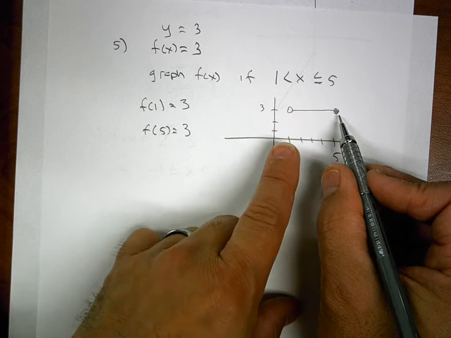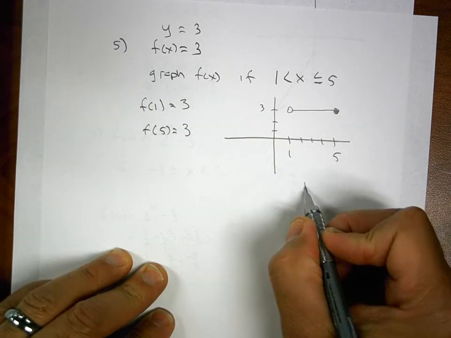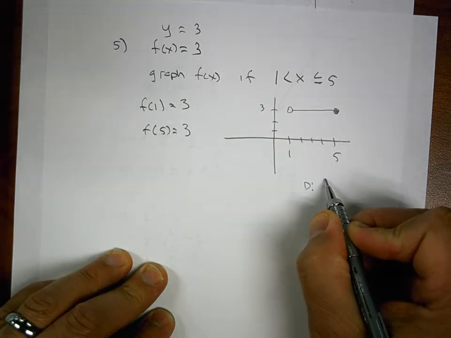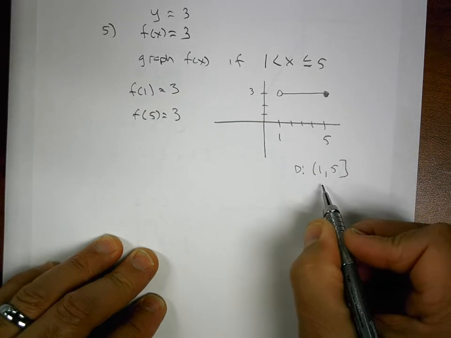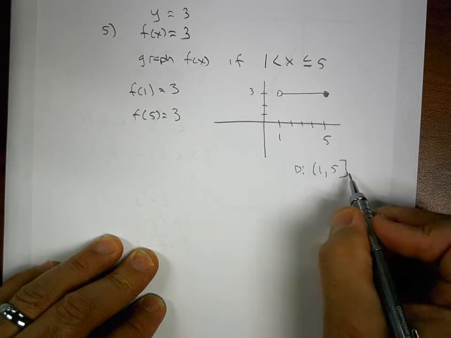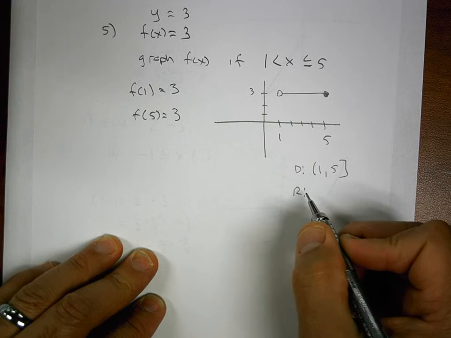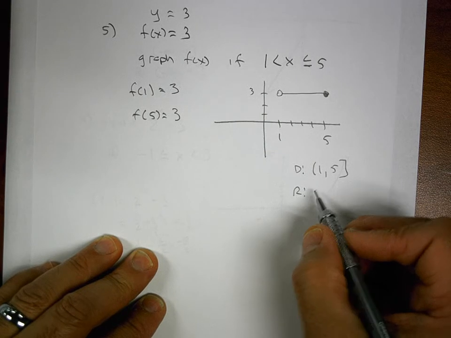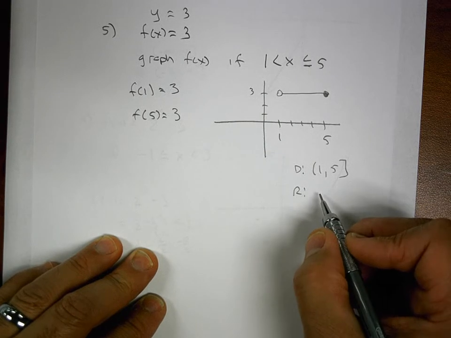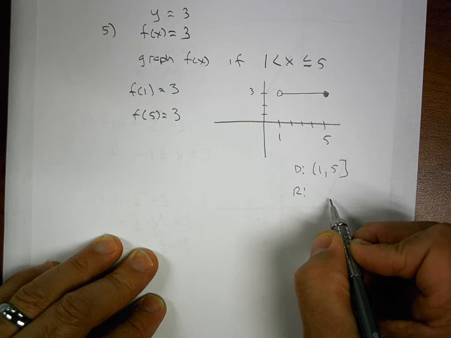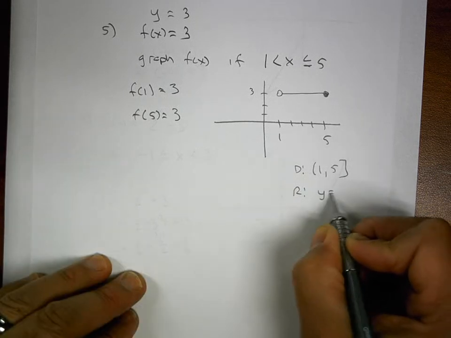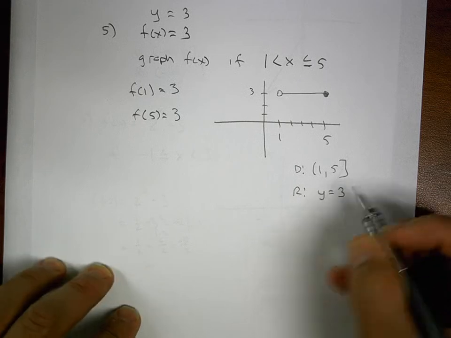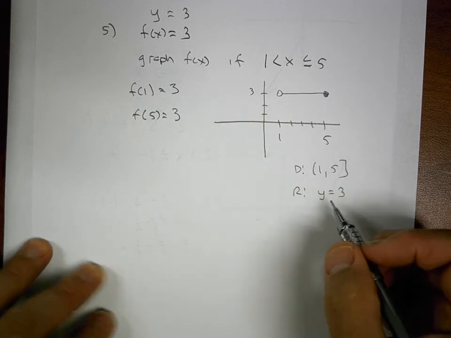There we go. And then, what is the domain of this? 1 to 5. Like that. Right? Doesn't include, includes. And then what's the range of heights? 3. How do I write that? Just 3. I'm just going to put there's one value, one height, y equals 3. Like that. You don't have to put any brackets or anything. There it is. Okay, last one.